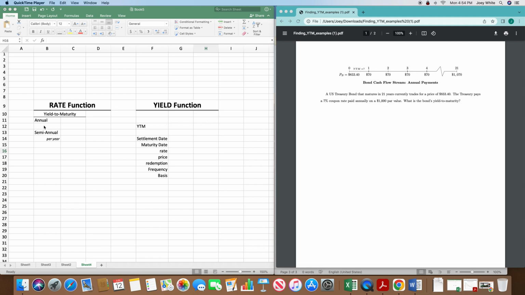Okay, so we'll start with the rate. Right under annual, we'll go equal sign, rate, open parentheses. The first thing we need is the number of periods. There are 21 years, so the number of periods is 21, since we're assuming for now it's paid annually. The payment is 70, comma. The price is 833.4. Now here's an important thing: when you put in the price for the present value, like we've talked about previously, you have to put it in as a negative since you're paying for it. It's an outflow. So negative 833.4, and then comma, and then the future value is going to be 1,000.